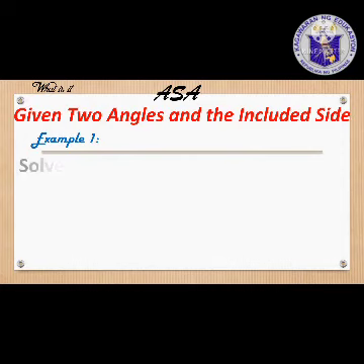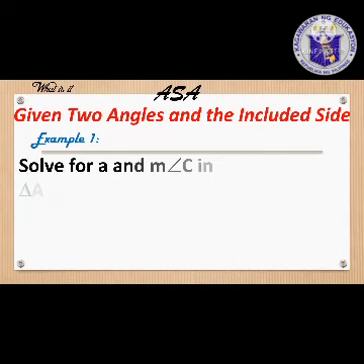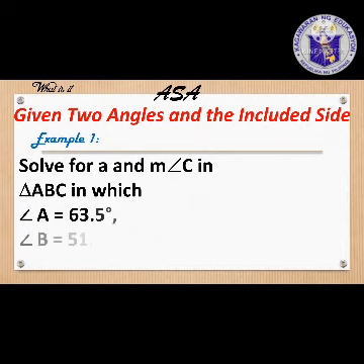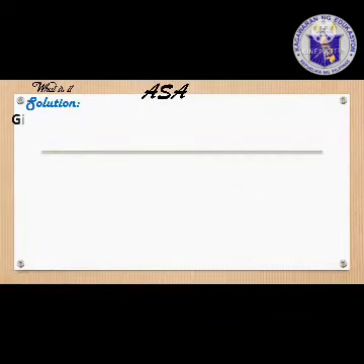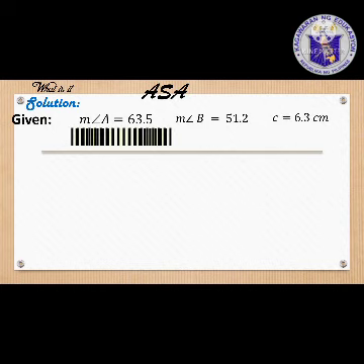Example number 1. Solve for side a and measure of angle C in triangle ABC, in which angle A equals 63.5 degrees, angle B equals 51.2 degrees, and side c is equal to 6.3 centimeters. First, you have to identify the given. The measure of angle A equals 63.5, the measure of angle B equals 51.2, and side c is 6.3 centimeters.